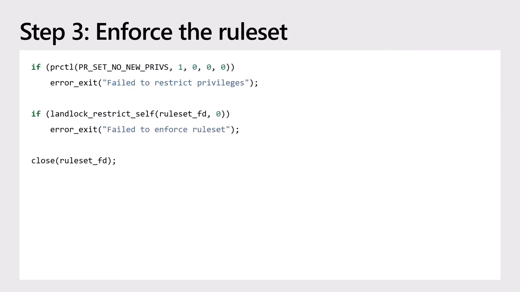The final step is to enforce the rule set. Once all rules are added to the rule set, we can then pledge to the kernel that the current thread will not gain new privileges, which can be done thanks to SUID binaries, for example. Then we pass the rule set file descriptor to the landlock_restrict_self syscall. And if the call succeeds, the calling thread will be restricted by the rule set.